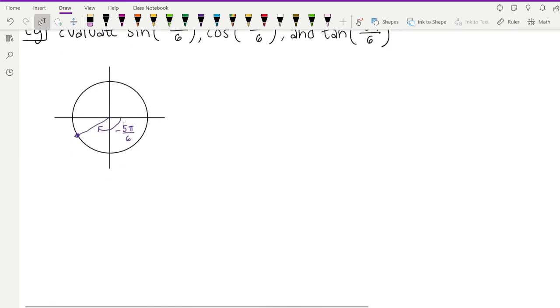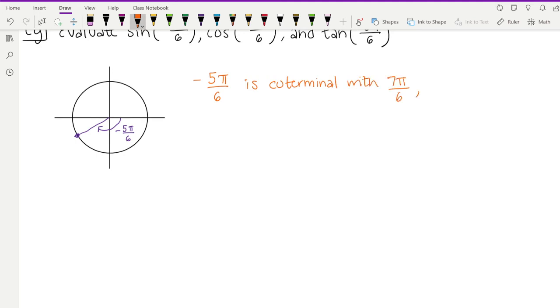And notice that negative 5 pi over 6, it's not the same angle, but it is coterminal with 7 pi over 6. So let me write this down. So this angle, negative 5 pi over 6, is coterminal with 7 pi over 6. And when angles are coterminal, they have the same terminal point. And so we don't need to do the work for this again.